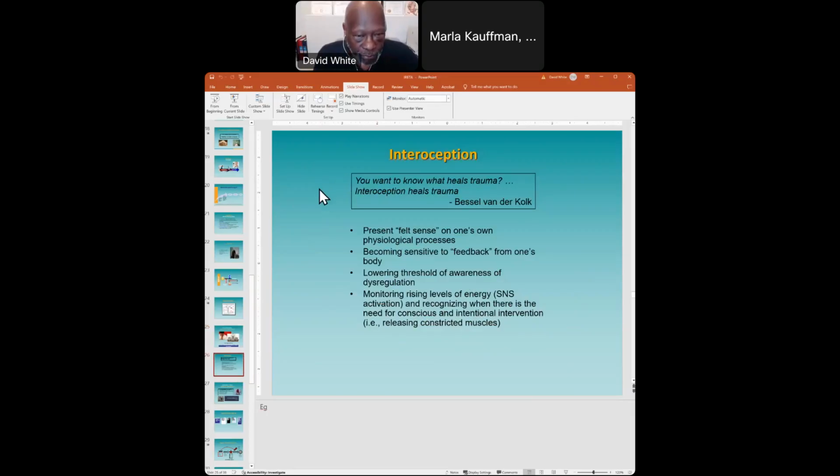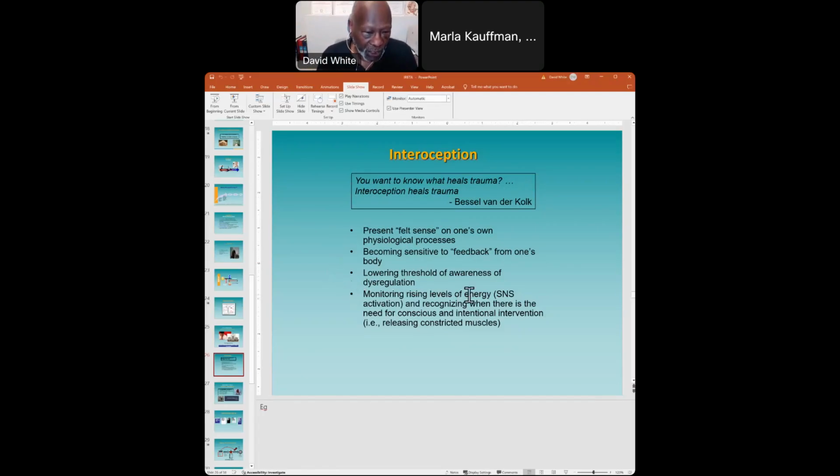Now, interoception, Bessel van der Kolk, if anybody's in the trauma arena, they know who this gentleman is. He's one of the world-renowned experts on stress and trauma. He says, you know what heals trauma? Interoception. It's the present, it's the felt sense of your own physiological processes, becoming sensitive to feedback from your body, lowering the threshold of awareness of dysregulation. In other words, you're noticing much more quickly when you're starting to become activated.